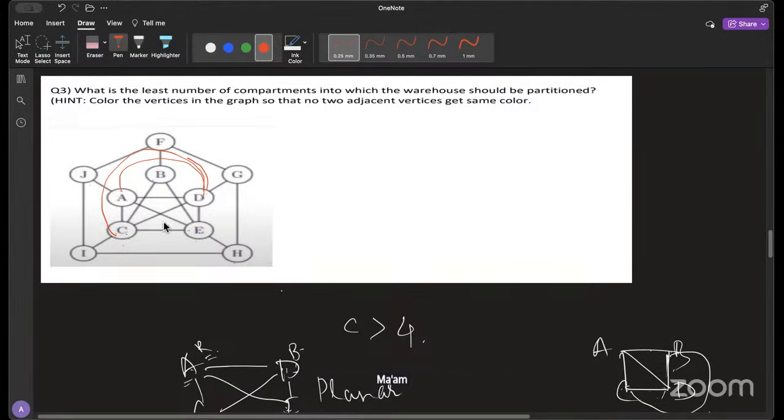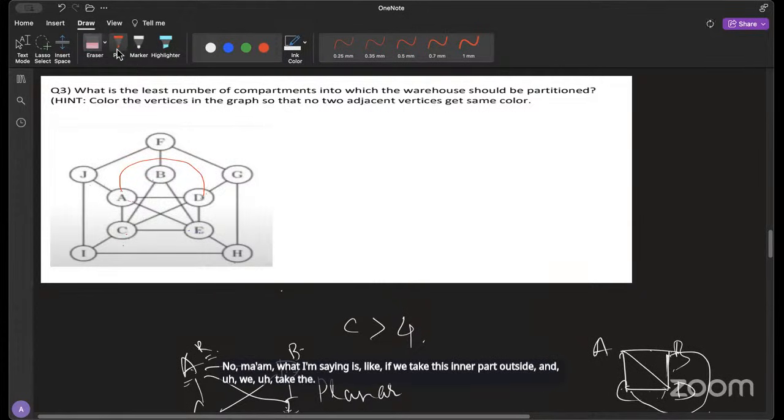Ma'am, if we connect C and D, then it crosses the A and J edge. It also crosses here. This one will also cross. If you try to make the AE edge, that's also going to cross. No, ma'am, what I'm saying is, if we take this inner part outside and take the square inside of this, like expand it.